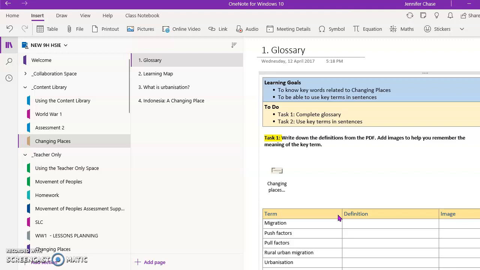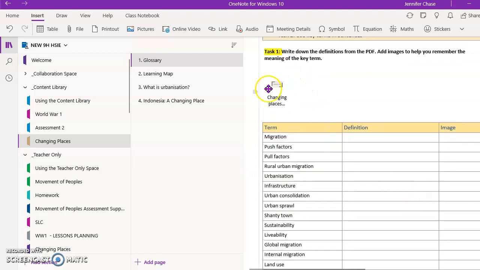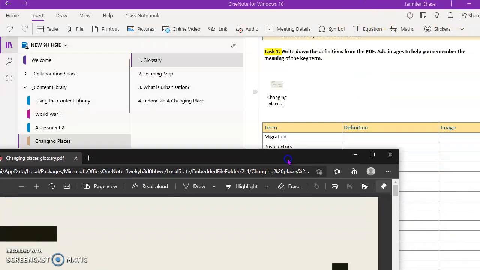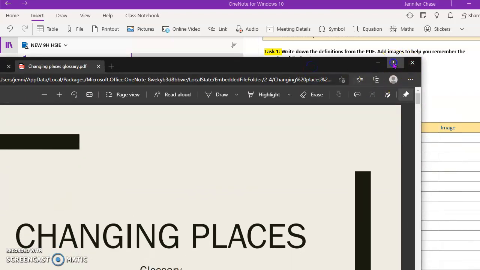Okay, so today we are on page one, glossary. I'm going to go through the key terms. Hopefully, it will be pretty self-explanatory for most of them. I want you to write down the definition, and you can add in an image as well if you like to help you remember what the key term means. So let's open this up. I've already written in the key term for you, so you just have to start writing in the definition.